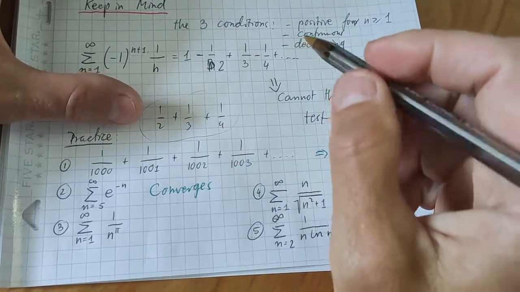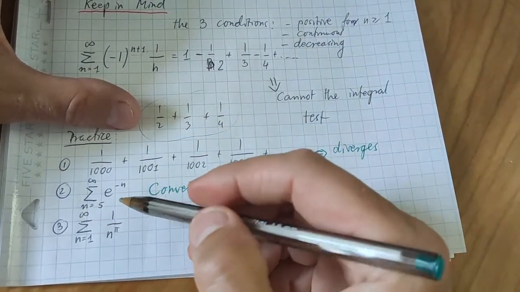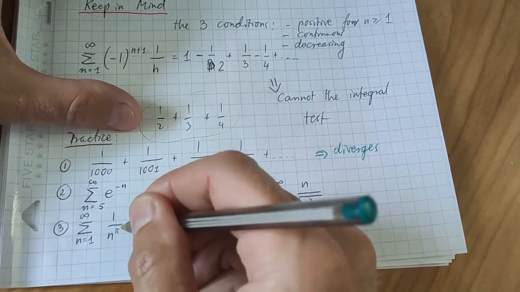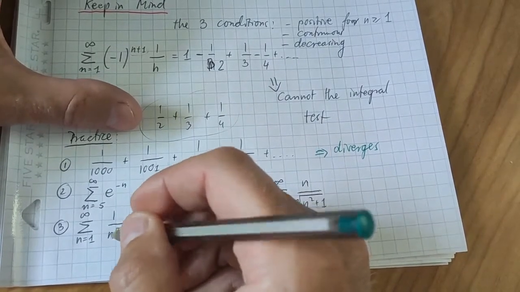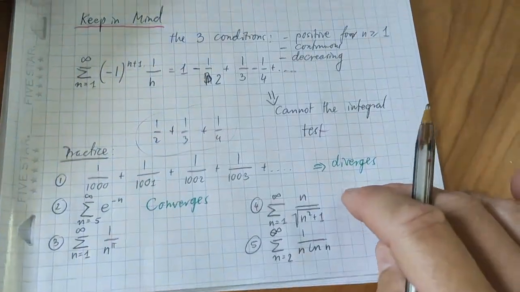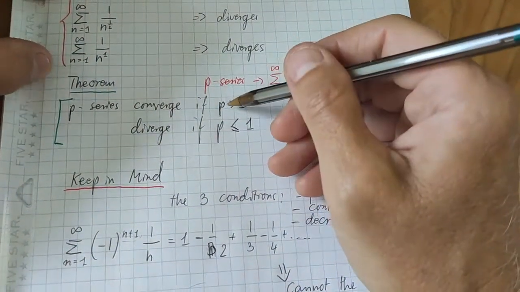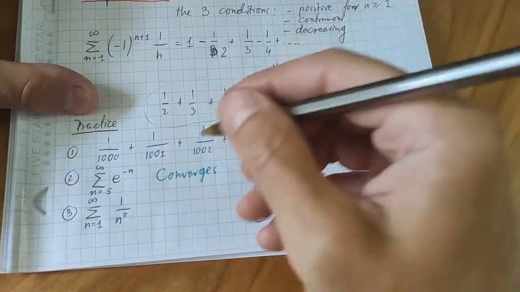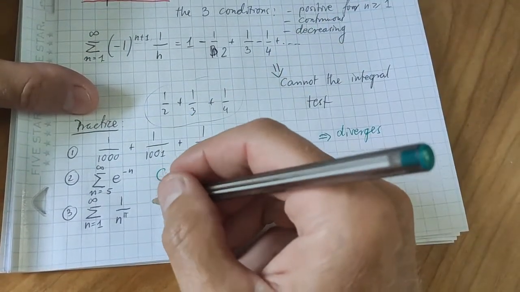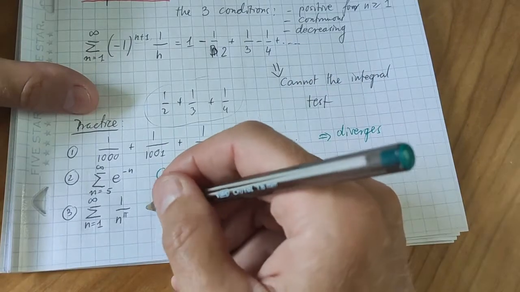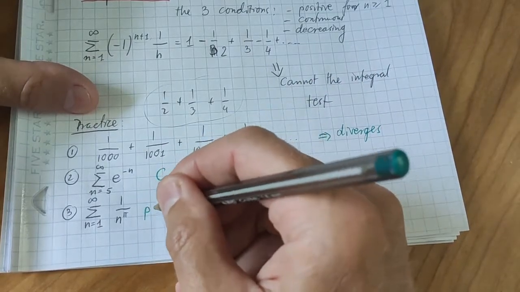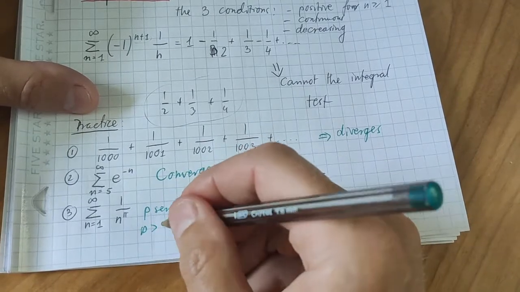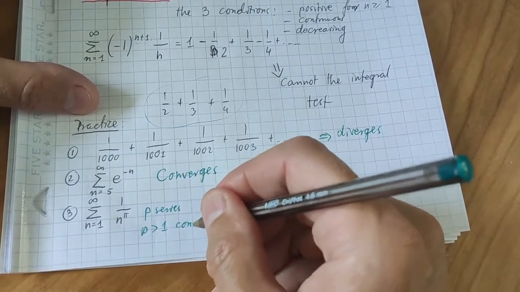Okay, now number 3. So pi is 3.14, and this is a p series, so based on this, p is greater than 1, so this one also converges by the p series test: p greater than 1, so converges.